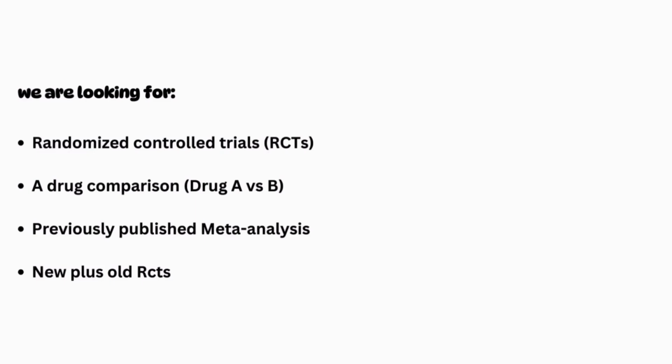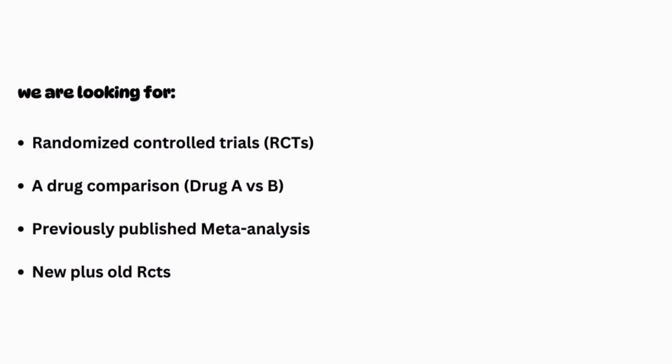And the third thing you will be looking at, let's say you found maybe 5 RCTs that have the drug comparison A versus B that you're looking for. Now the best thing you can do is look if there is a previously published meta on this topic, because if there is, then the next thing you want to do is check if it was recently released. Then you will have to discard it.